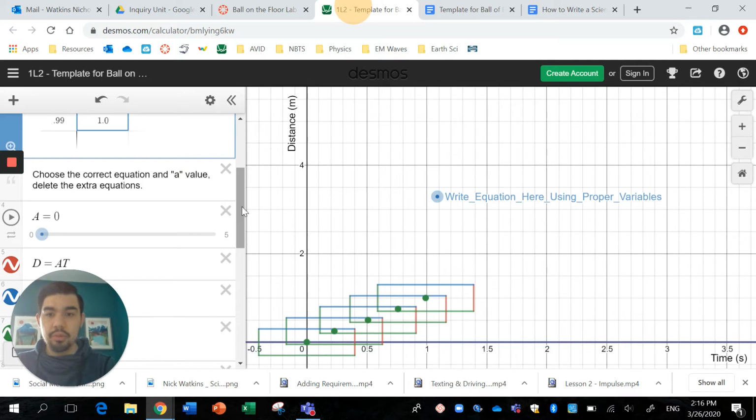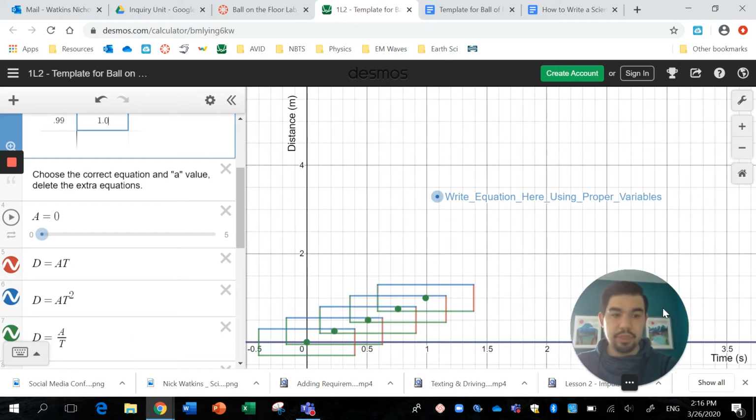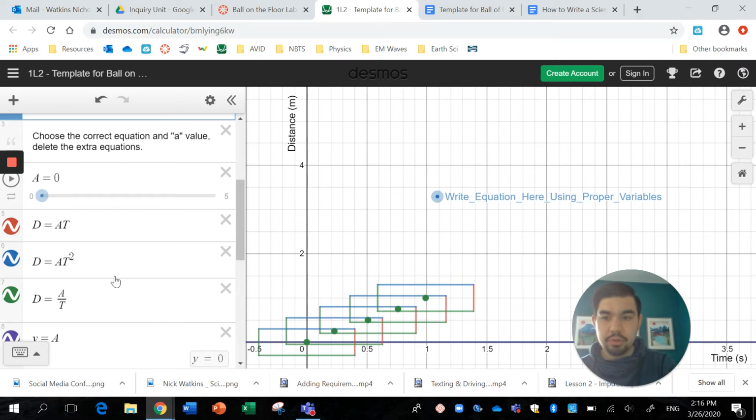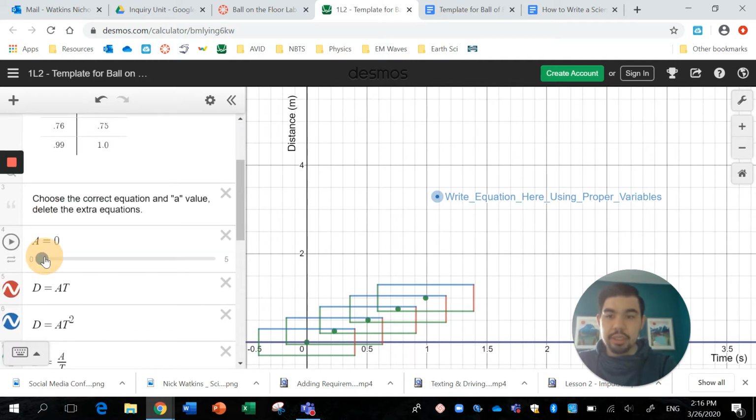What we have here is several different patterns, or formulas for patterns. Notice they all go D equals. D is our y variable, which in this case is distance. So instead of y equals, it's taking our y variable, distance, and putting that in our formula. Then we have D equals A, where A is a number that can change, and we can change our A value by clicking on this A slider.